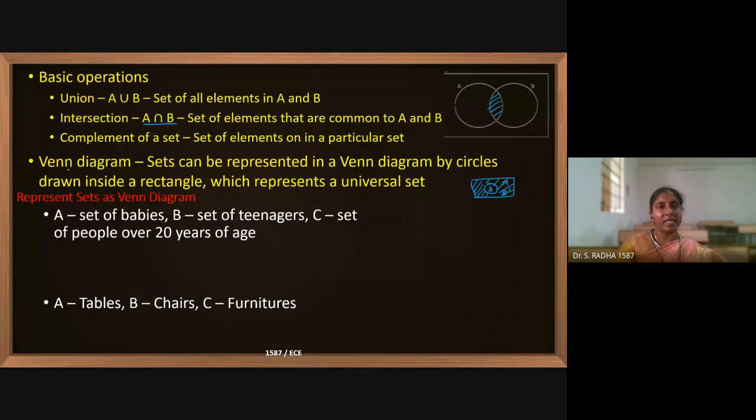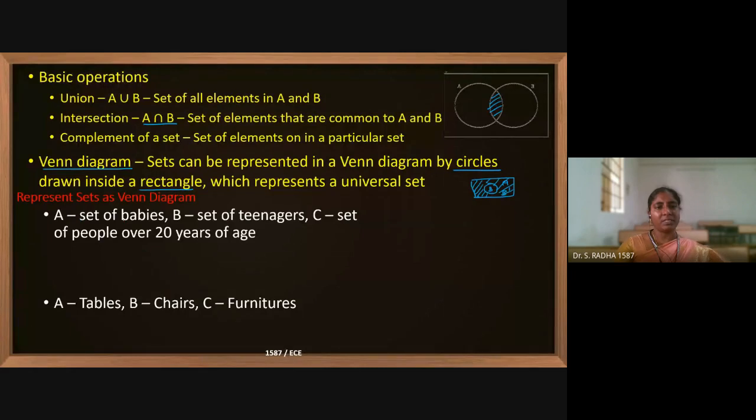Now coming to the Venn diagram. A Venn diagram is a pictorial representation. Sets can be arranged in a Venn diagram using circles, rectangles, triangles, squares, any type of format, which represents a universal set. We can make use of rectangles, circles, squares, triangles, any model to give a pictorial representation of sets, and that diagrammatic representation is called a Venn diagram.